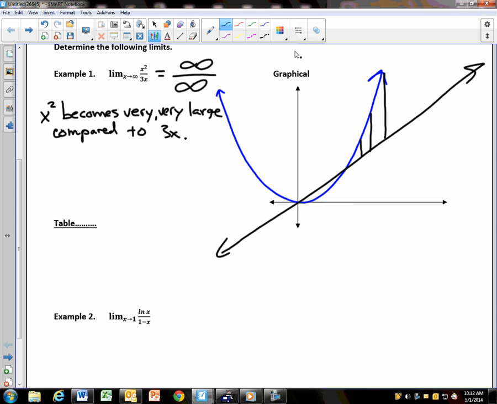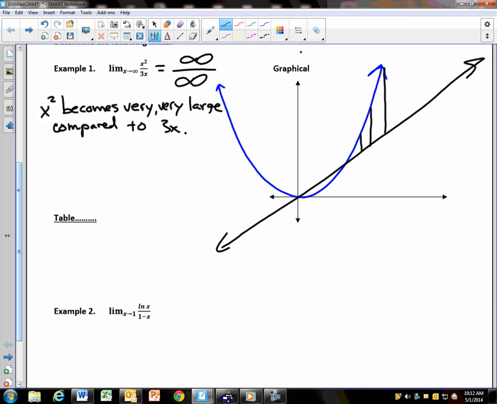Let's look at how L'Hopital would do this. Actually, he would do this algebraically, but let's just see it work out. He says if you get infinity over infinity, very easy to simply take the derivative of the top and the derivative of the bottom. So you have the limit as x goes to infinity of, what is the derivative of x squared? 2x over 3. Now let's plug in infinity. What does the top become? Infinity over 3, which will give you infinity.